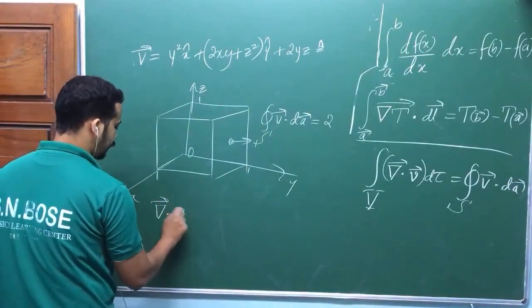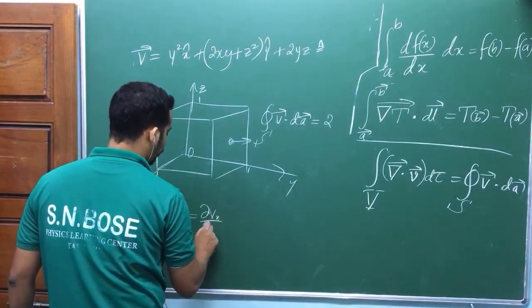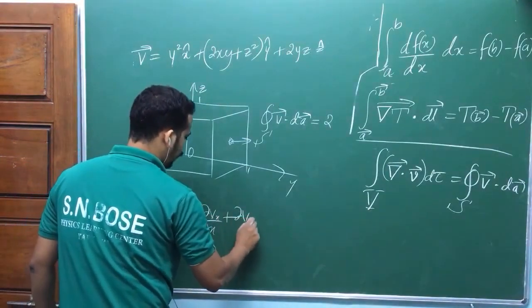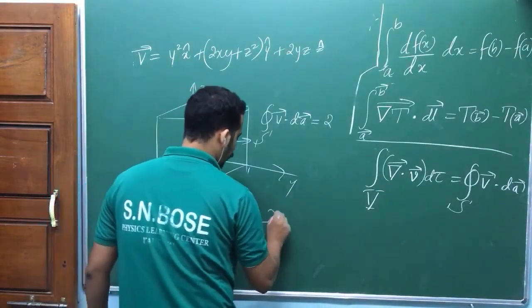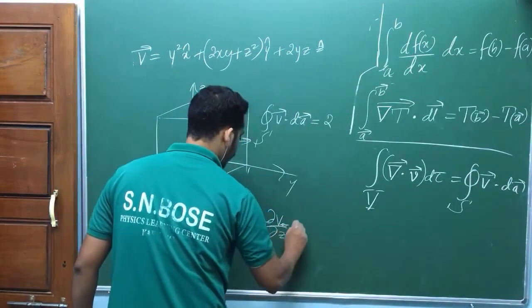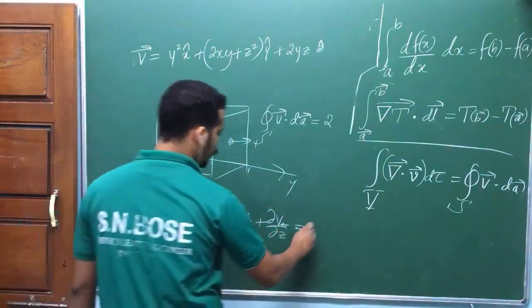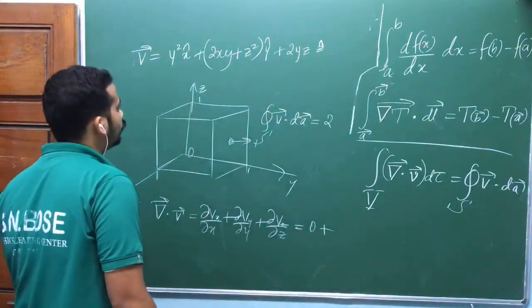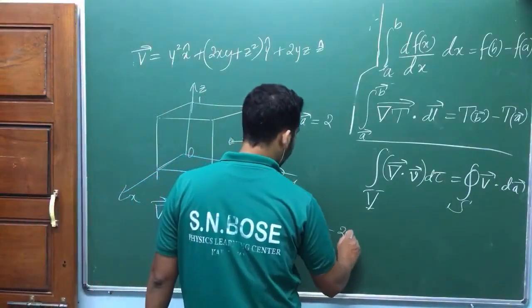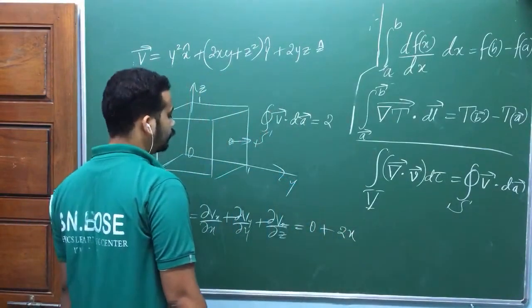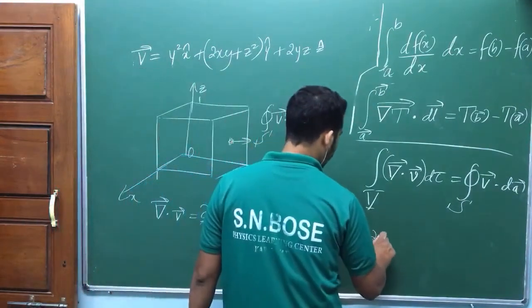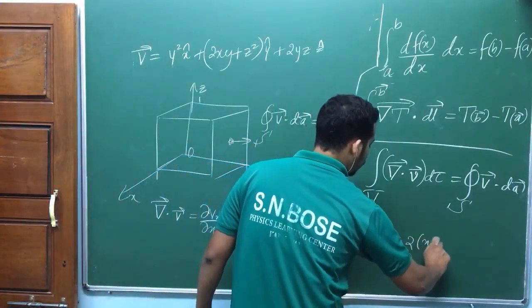Find the divergence. Dou Vx by dou x plus dou Vy by dou y plus dou Vz by dou z. Dou Vx by dou x is 0, dou Vy by dou y is 2x, plus dou Vz by dou z is 2y, which is equal to 2 into x plus y. Speak out.